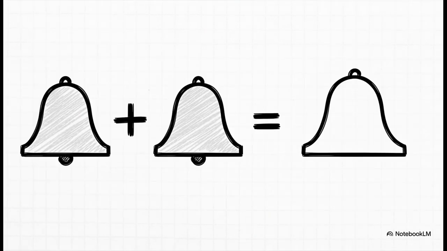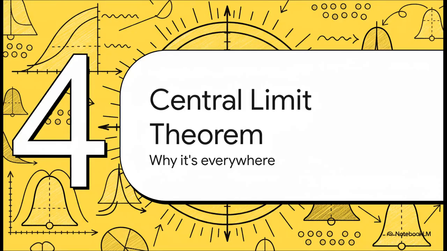You might expect some weird, lumpy, complicated new shape to appear, right? But the result is another perfect bell curve. It's just a new one. This is called the stability property. No matter how many independent Gaussians you add up, you always get another Gaussian. It just doesn't break. And that is a massive clue in our investigation. And that clue leads us straight to the climax of our story in Section 4, the central limit theorem.